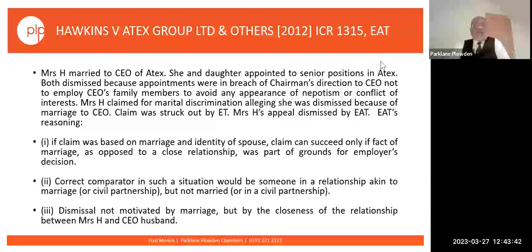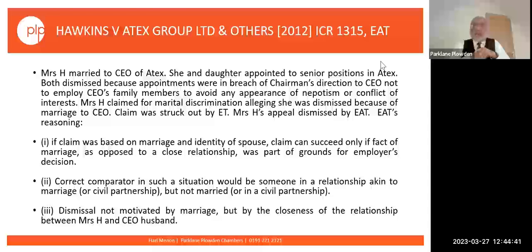So now the case of Hawkins against ATEX Group, which was purportedly relied upon in Ellis and Bacon. So the facts are that Mrs. Hawkins was married to the CEO of the company which employed her. Both she and her daughter were appointed to senior positions within the company, and that was in breach of an express direction by the chairman to the CEO that he should not employ members of his family within the company. And the express reason given was to avoid any appearance of a conflict of interest or nepotism. So the company wanted to convey the image that everything was above board and that it wasn't a kind of corrupt family business.